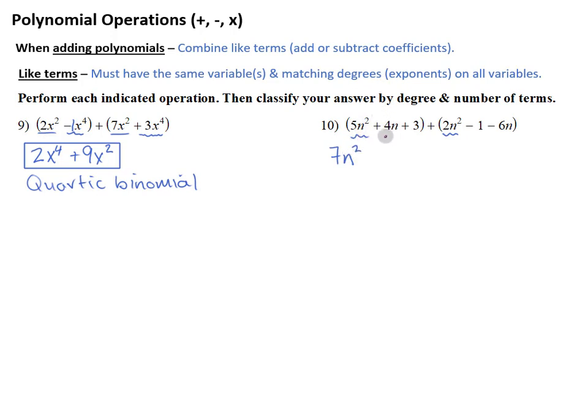Then I would look for n to the first, and I see we have 1, 2, n to the first terms. Positive 4 and negative 6 gives us negative 2n to the first powers. And then we would look for any constants at the end. So positive 3 and negative 1 added together give us positive 2. So again, if we're naming this by degree and number of terms, by degree, this is a quadratic, right? It's degree 2. Quadratic. You can look back at that chart. And then by number of terms, there are 3 terms, 1, 2, 3, which means it's a trinomial.